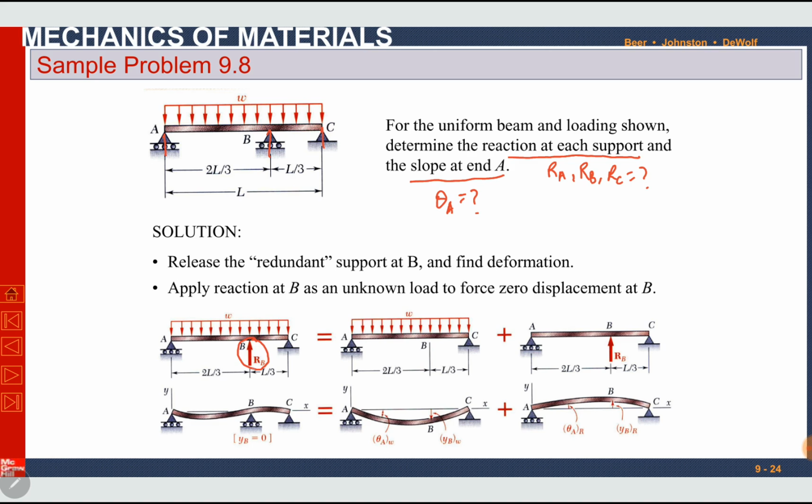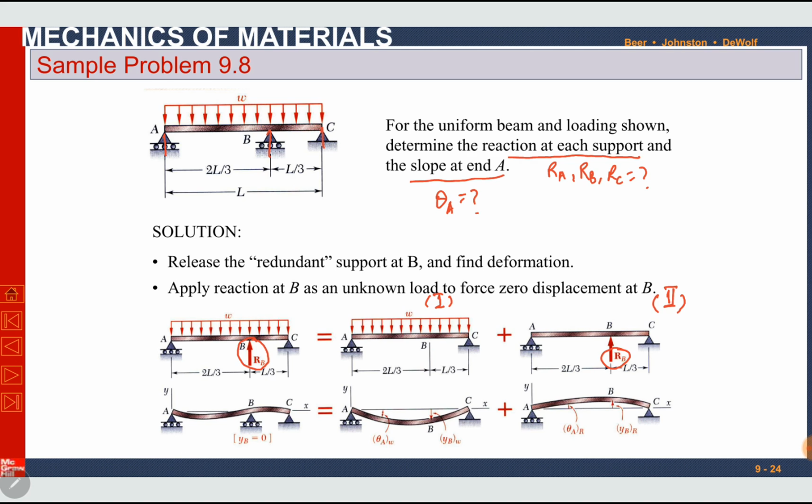First I have removed this redundant reaction in loading 1. So only downward load W is here. In the second stage, I will remove all other loads. In this case it is W load. I have removed load W and applied the unknown redundant reaction RB as load. This is case number 2. At point B, RB is applied at point B.